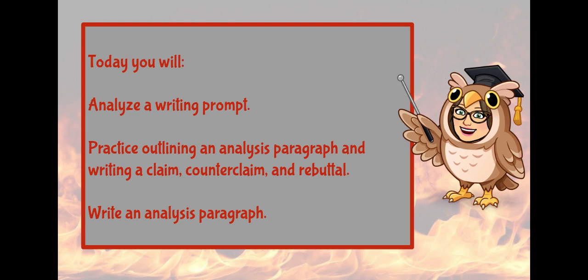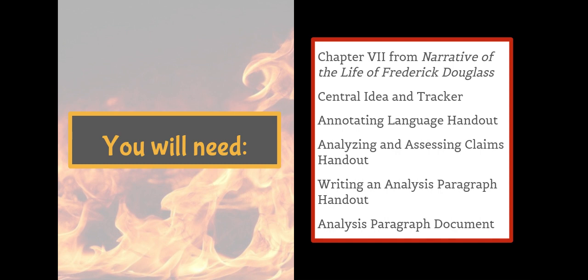Today you will analyze a writing prompt, practice outlining an analysis paragraph and writing a claim, counterclaim, and a rebuttal, and you will write that analysis paragraph. For this lesson, you will need Chapter 7 from Narrative of the Life of Frederick Douglass, an American Slave by Frederick Douglass, the Central Idea and Theme Tracker, the Annotating Language handout, the Analyzing and Assessing Claims handout, the Writing and Analysis Paragraph handout, and the Analysis Paragraph document found in today's lesson. The page numbers for these items are also found in today's lesson post in Google Classroom.